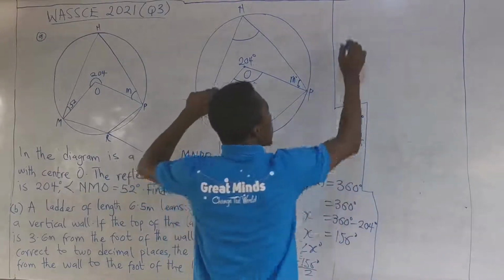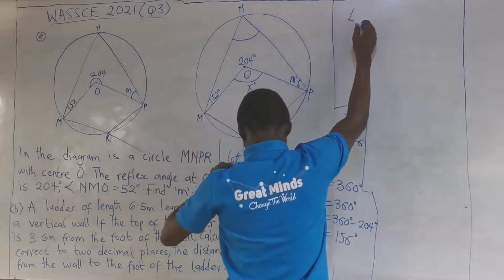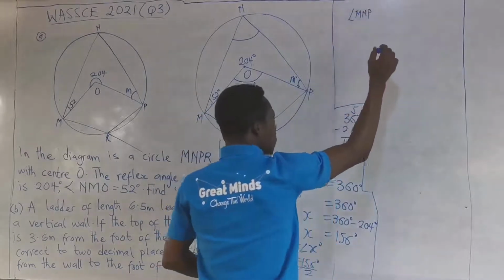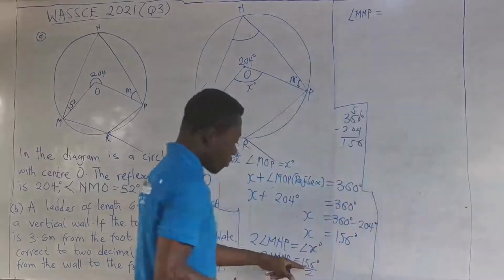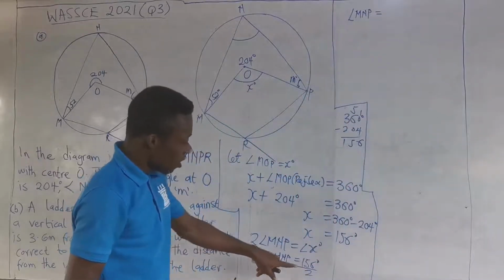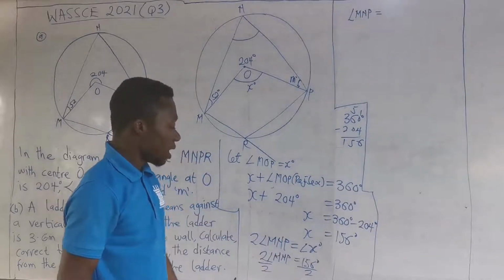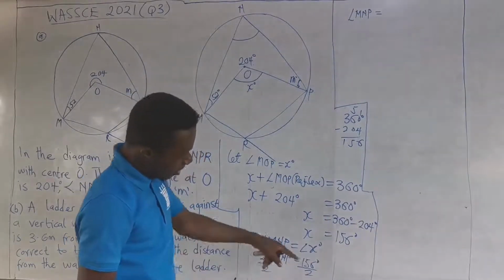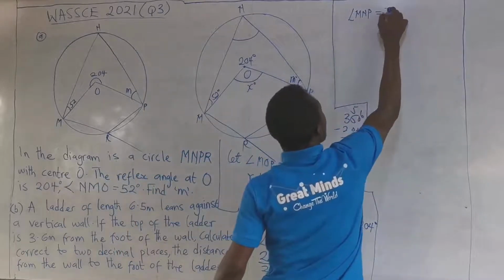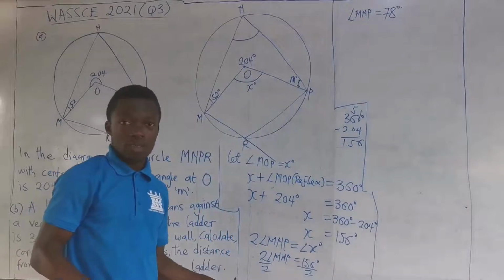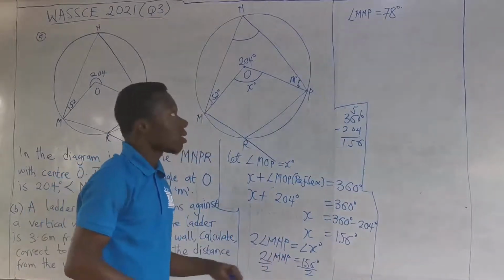So we can say that, therefore, angle MNP is equal to half of 156. Half of 150 gives me 75, so with the 6 making it 78 degrees. I believe that is right. You can check on your computer and see whether that is right.